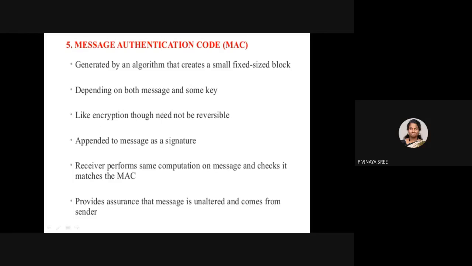I already said that in encryption, the sender can convert plain text to ciphertext, and the receiver can convert ciphertext to plain text. But this will not happen in a MAC. Once converted, the same process has to be done by the receiver so that the receiver can verify. It is appended to the message as a signature. So along with the message, we are adding what? We are adding the fixed-size block.